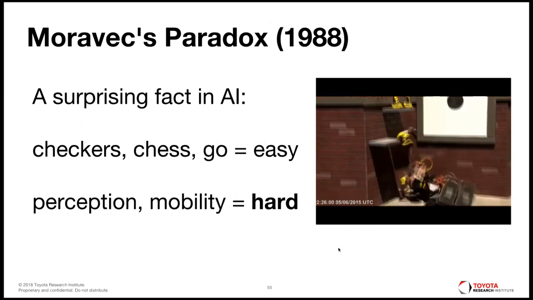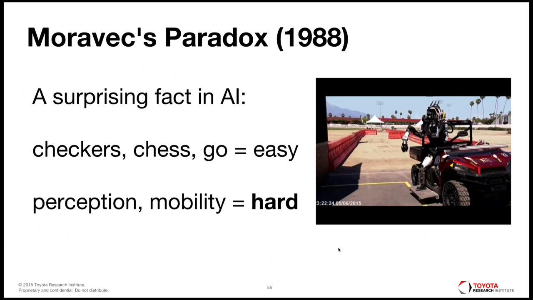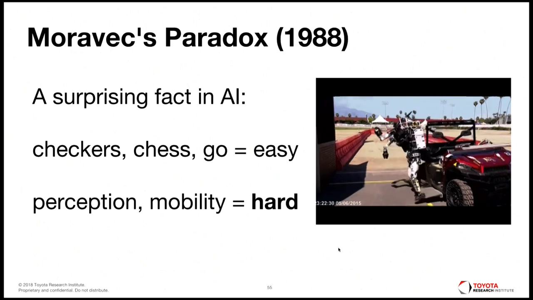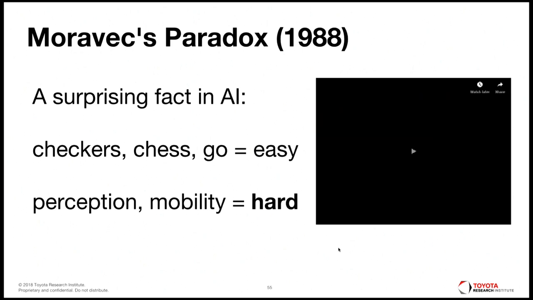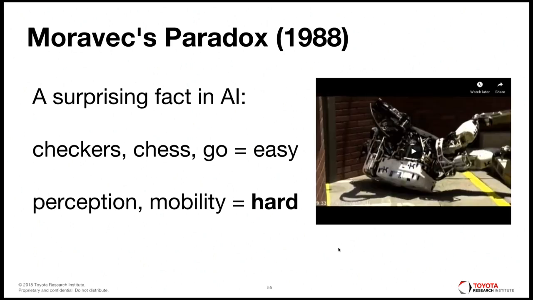Not hard for machines, because this is symbolic, right? And this is actually fully observable in these cases, and we know the rules. Perception and mobility, on the other hand, having a robot that walks on 2 legs, is really, really hard. This is a surprising fact. It's super easy for us.